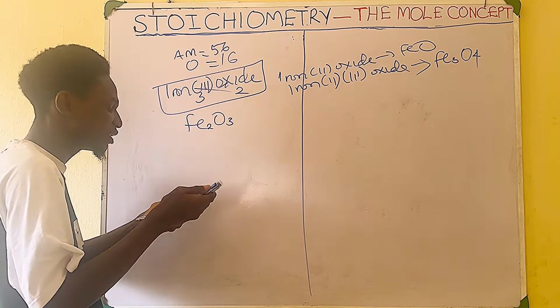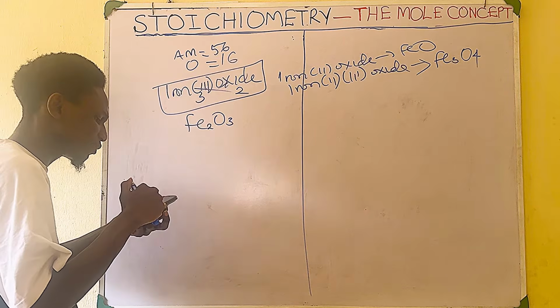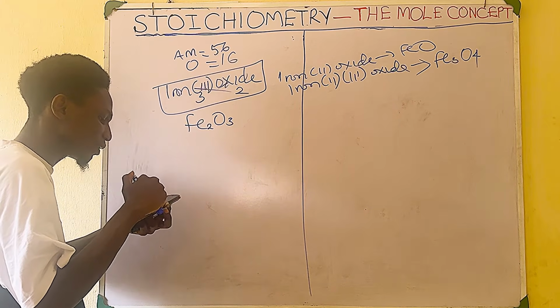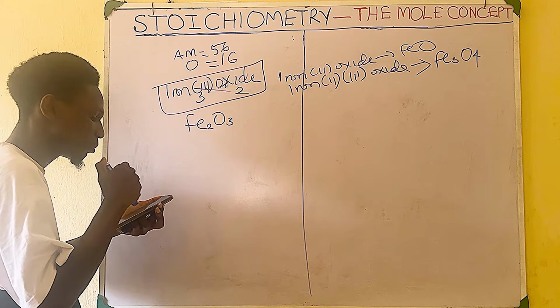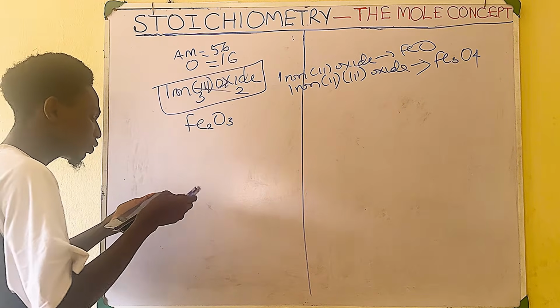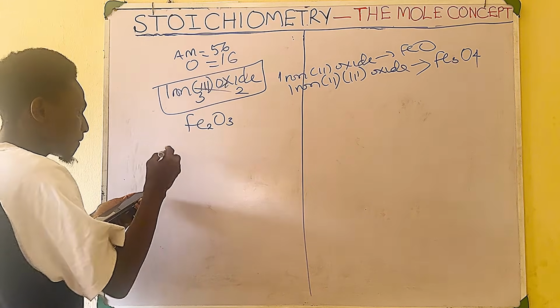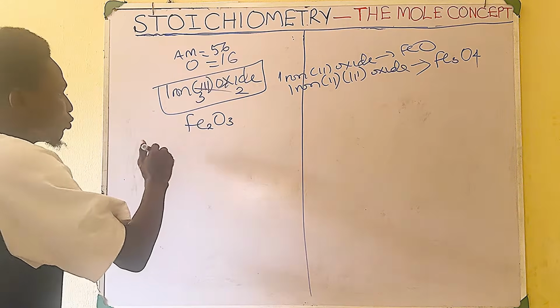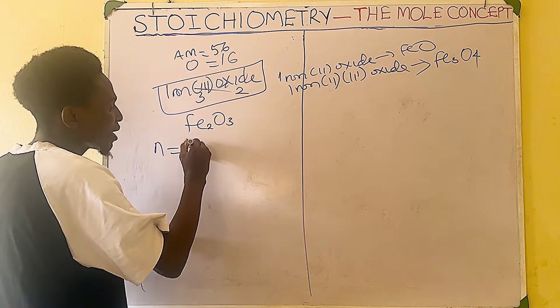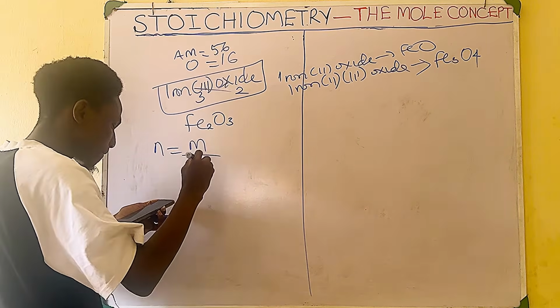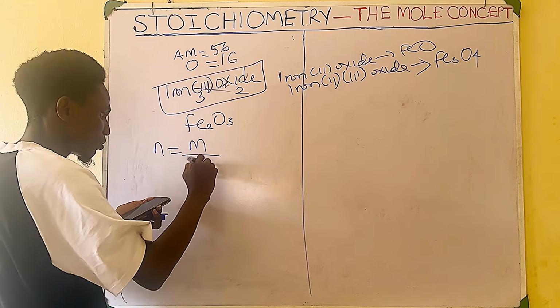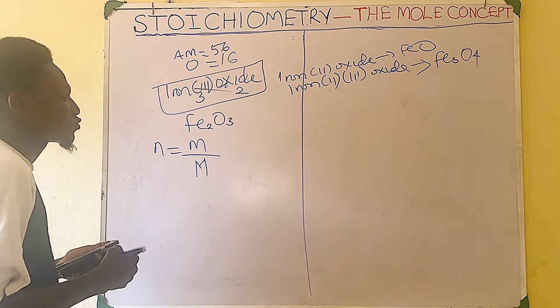Your question is actually very simple. Let's read it again: how many moles of iron 3 oxide will be contained in 1 kilogram of the compound? The question just wants you to know that since you have this, what are you going to do now? n equals mass over molar mass.